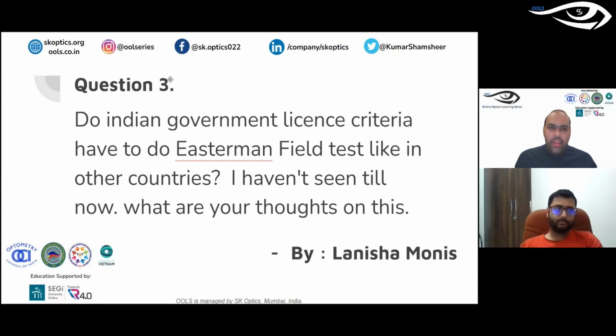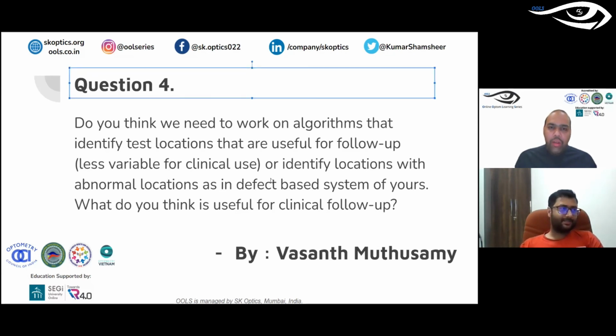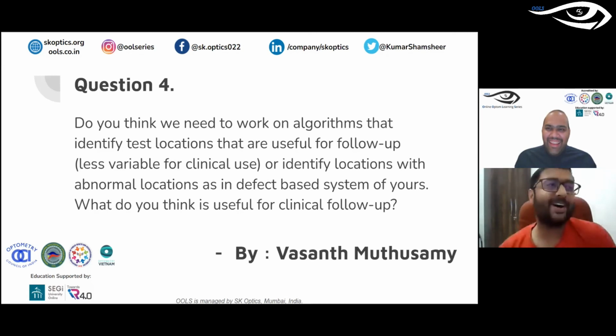Great. Okay, let's take one more question. Again, this is related to your forte in terms of algorithms. Do you think we need to work on algorithms that identify test locations which are useful for follow-up and which are less variable for clinical use? You should answer this, Vasant. I know Vasant is working along similar lines. But you asked me what my take is.